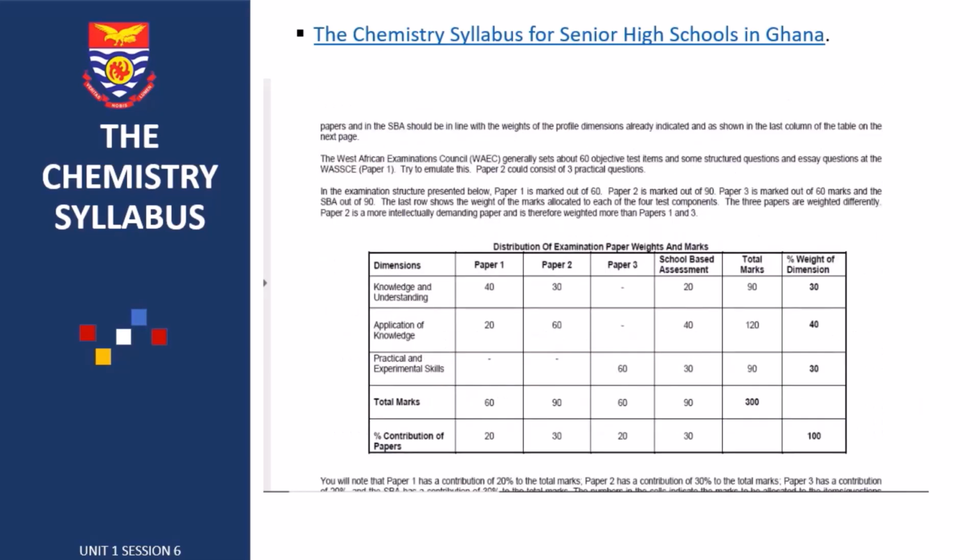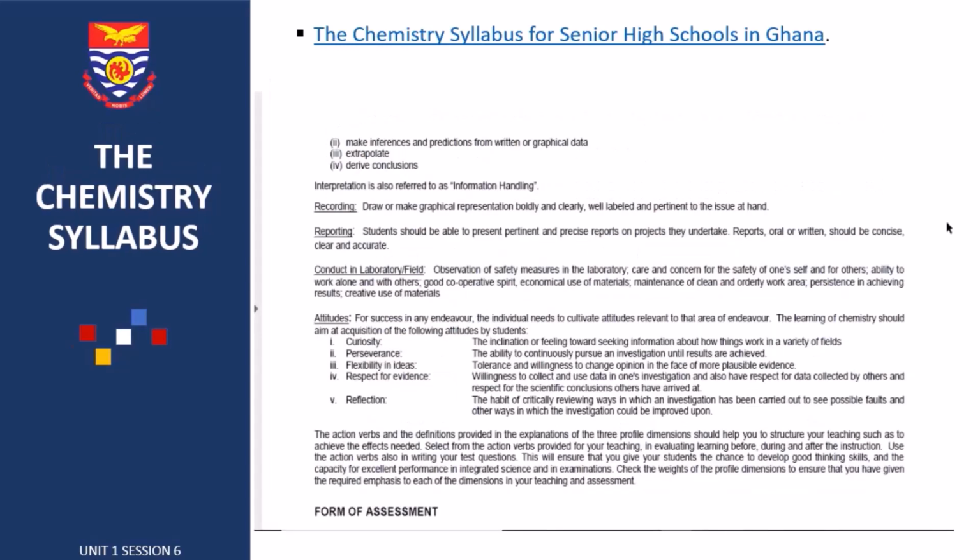As we earlier saw, the percentage weight of the three profile dimensions is further divided into the six. As we said, knowledge and understanding takes 30%, application of knowledge takes 40%, and the practical and experimental skills also take 30%. Let us now look at the attitudes that the learning of chemistry should aim at.